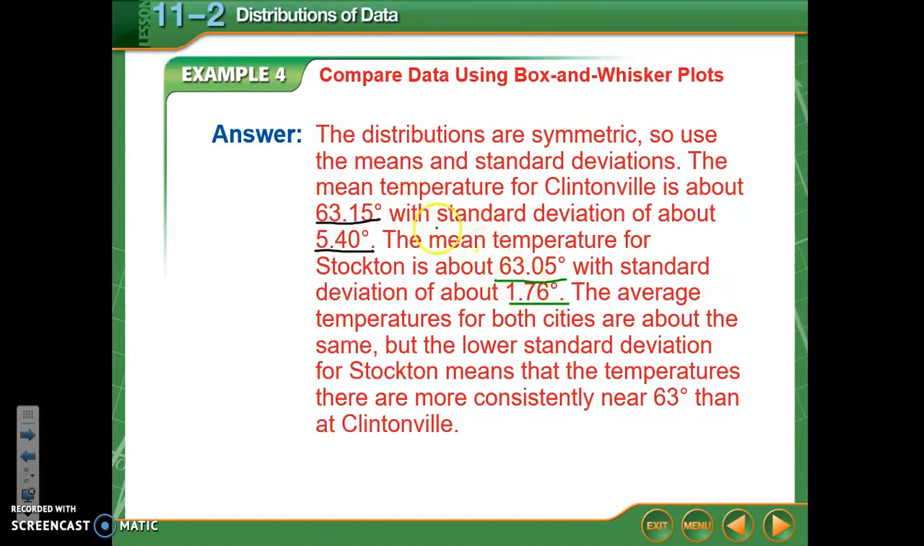So the averages are pretty close to the same. This one's a little bit lower, but the lower standard deviation for Stockton means that the temperatures here are more consistent. They don't vary as much, they don't range as much as the temperatures do in Clintonville.